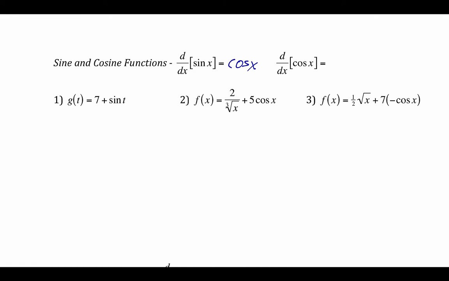Now, the derivative of cosine of x, unfortunately, isn't just sine of x, but it's pretty darn close. It's the negative sine of x. So, let's try this out. G of t equals 7 plus the sine of t.